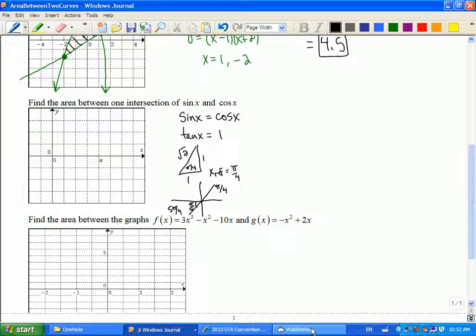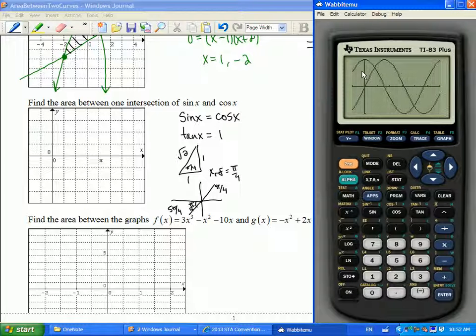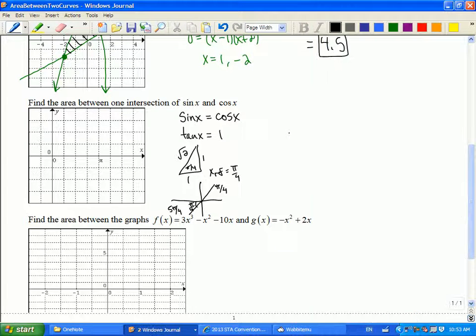So I'll go back to my picture just so we can see it. This is pi over 4, the first intersection. This is 5 pi over 4, the second one. And this is the cosine graph where I'm tracing right now, and it's the bottom. This is the sine graph right here, and it's the top. So it's going to be sine minus cosine from pi over 4 to 5 pi over 4.